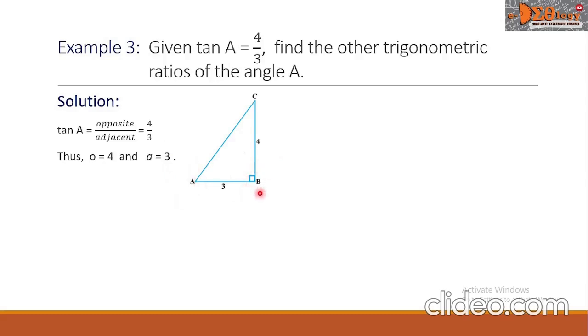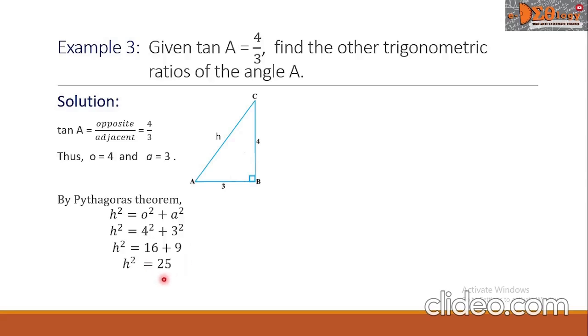Angle B is a right angle. We have this side 4 and this side here as 3. We need the hypotenuse, which is the H. That is the side AC. By Pythagoras theorem, we write H square equals O square plus A square. We substitute the values 4 square plus 3 square. The right side becomes 16 plus 9, and that is 25. We will take the square root of both sides. So H equals square root of 25, which is simplified into 5.